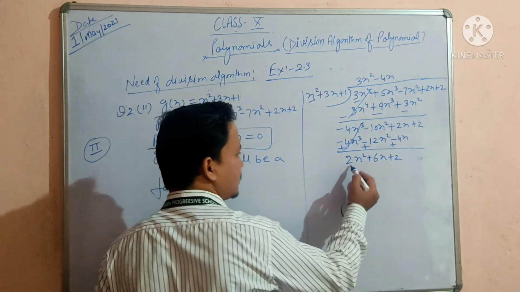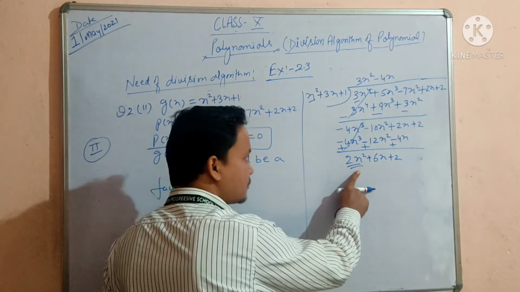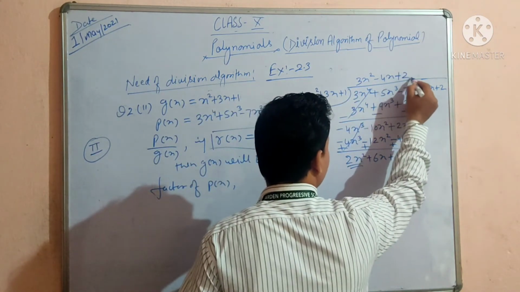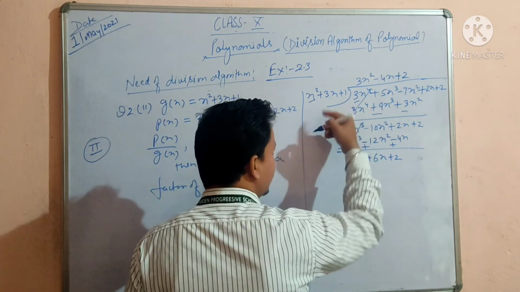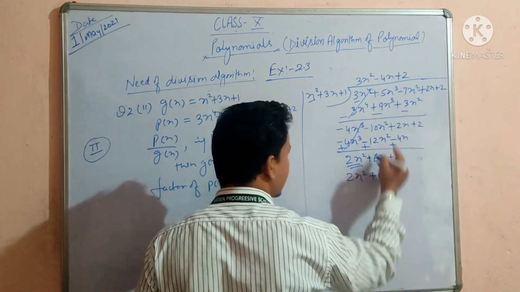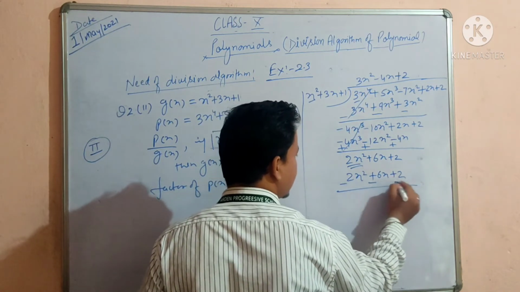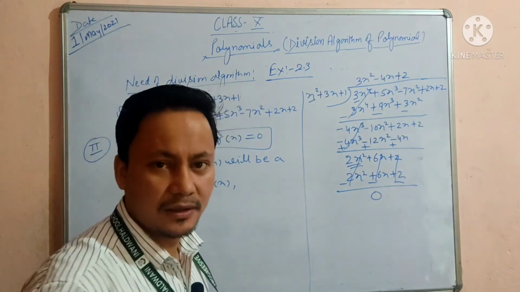Now see the first term here. This is 2x square and this is x square. So to eliminate 2x square, we have to multiply this x square by the amount plus 2. So 2 into x square is 2x square. 2 into 3x is 6x. 2 into 1 is 2. Now on subtracting, all terms will be cancelled out and we get a remainder 0.